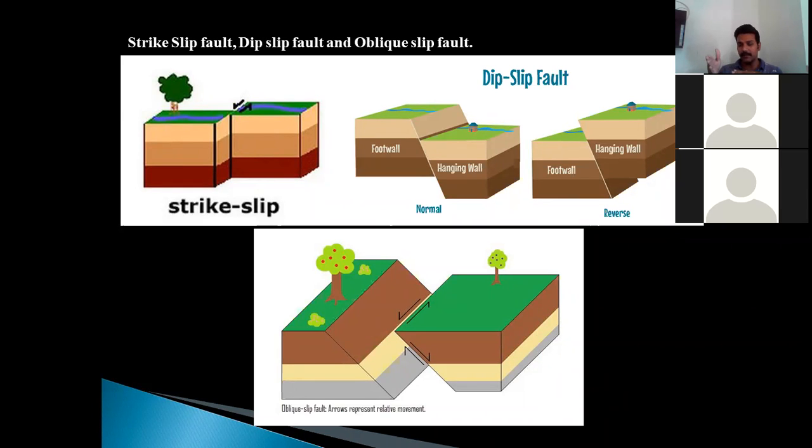If the slip is towards the dip of the fault plane, in that case, that will be called a dip slip fault. You can see here the blocks are displaced along the dip of the fault. Okay, what is the dip of the fault? It is the angle made by the plane of the fault with respect to the horizontal surface. So that will be called the dip slip fault. And if the block shows a movement or displacement neither along the strike nor towards the dip, but along the oblique direction, in that case, you can call it an oblique slip fault.